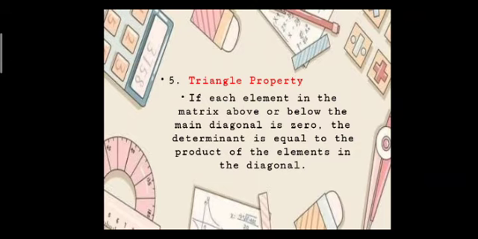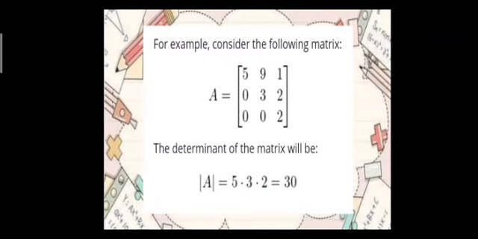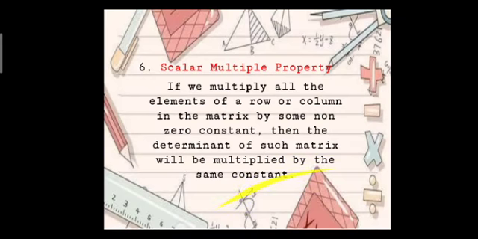If each element in the matrix above or below the main diagonal is 0, the determinant is equal to the product of the elements in the diagonal. For example, consider the following matrix. The determinant of the matrix will be the absolute value of A is equal to 5 times 3 times 2 is equal to 30. So the sixth property is the scalar multiple property.